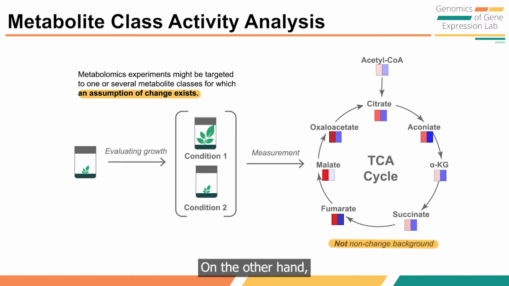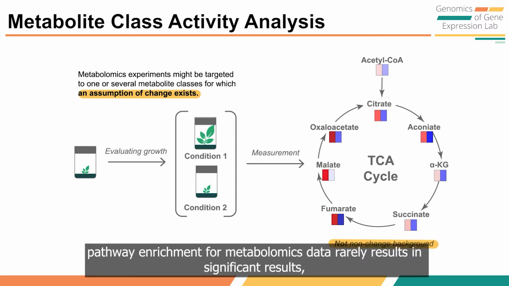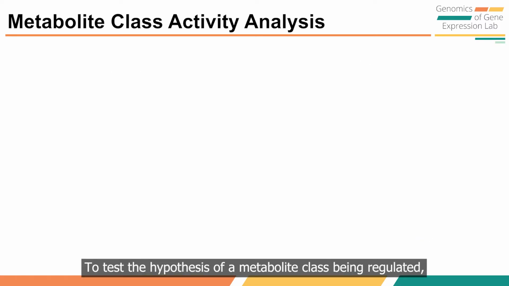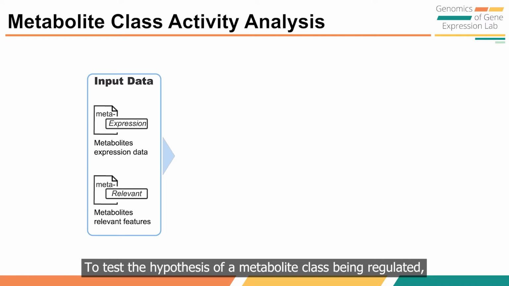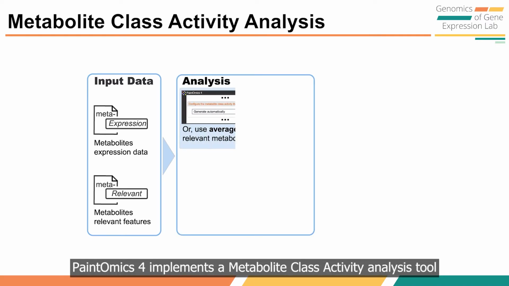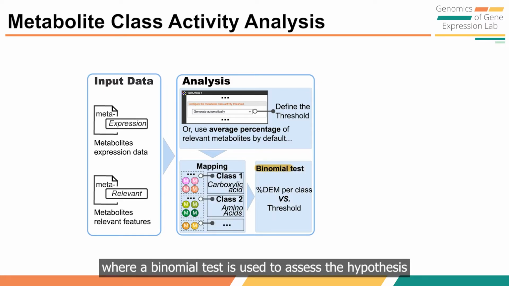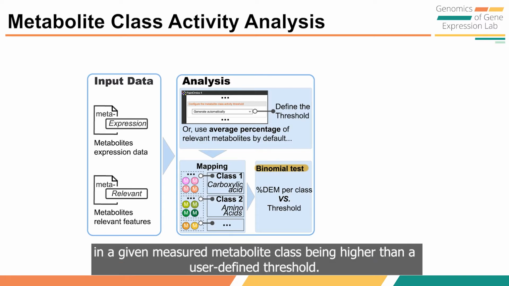On the other hand, pathway enrichment for metabolomics data rarely results in significant results, as a few pathway compounds are frequently successfully measured. To test the hypothesis of a metabolite class being regulated, PaintOmics 4 implements a metabolite class activity analysis tool where a binomial test is used to assess the hypothesis of the proportion of significant compounds in a given measured metabolite class being higher than a user-defined threshold.